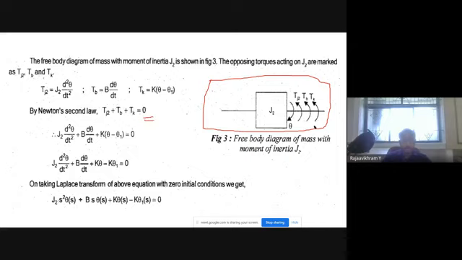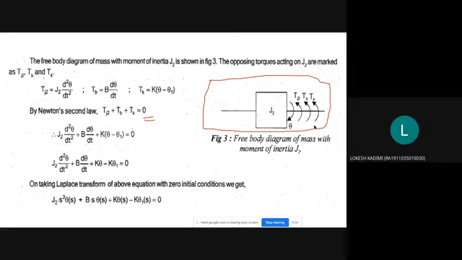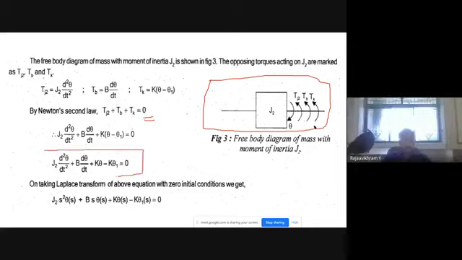There is only opposing torque. You see that there is no applied torque on J2. Only the opposing side, Tj2, Tb, and Tk. So write the differential equation and take the Laplace transform. Any doubt in this? There is no applied torque for J2, only opposing torque on the J2 side. So check whether we are getting these two equations or not.